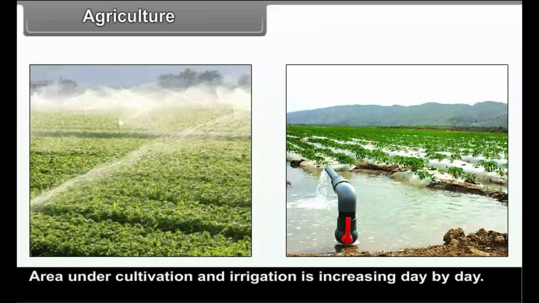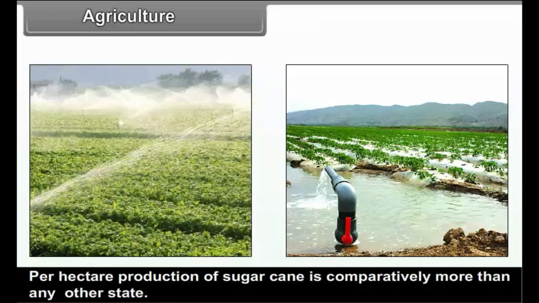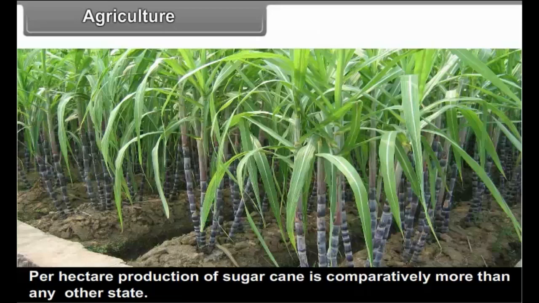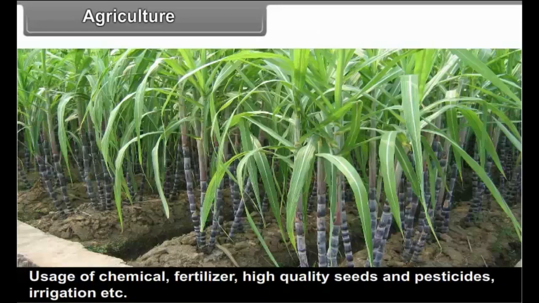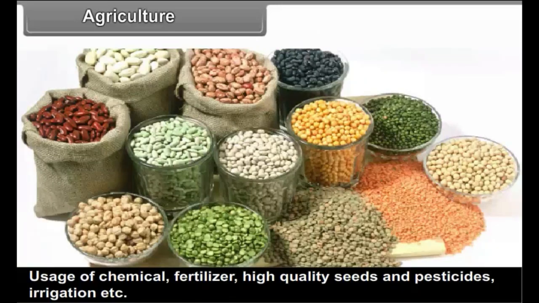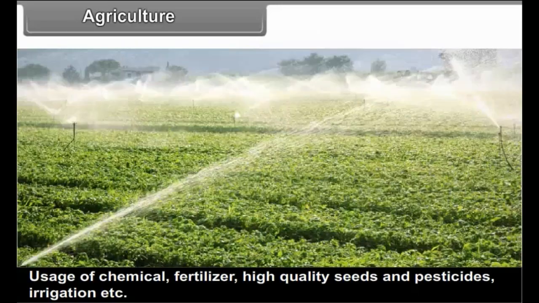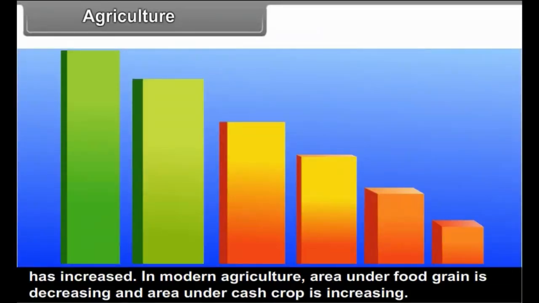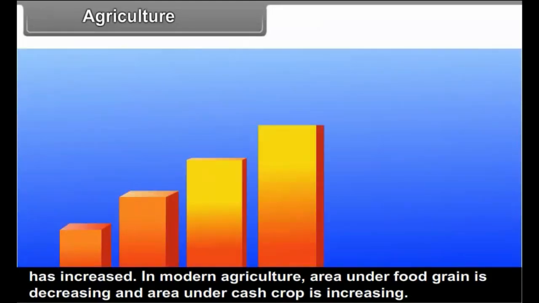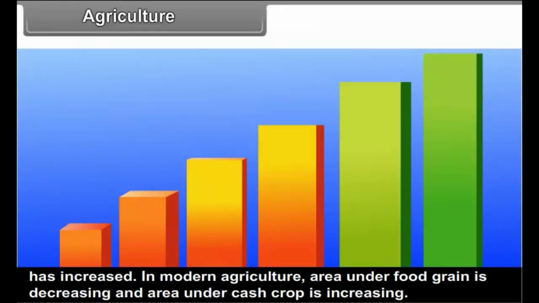Area under cultivation and irrigation is increasing day by day. Per hectare production of sugarcane is comparatively more than in any other state. Agricultural method, cropping pattern and per hectare production improved after the Green Revolution. Usage of chemical fertilizer, high quality seeds, pesticides, irrigation, etc. has increased. In modern agriculture, area under food grain is decreasing and area under cash crop is increasing.